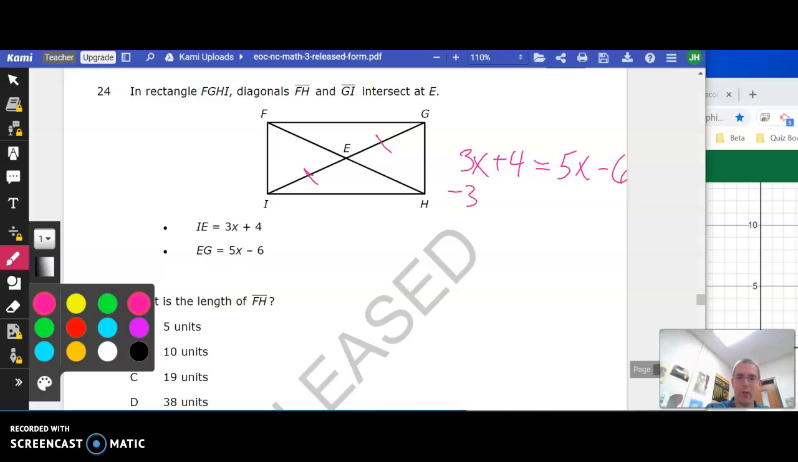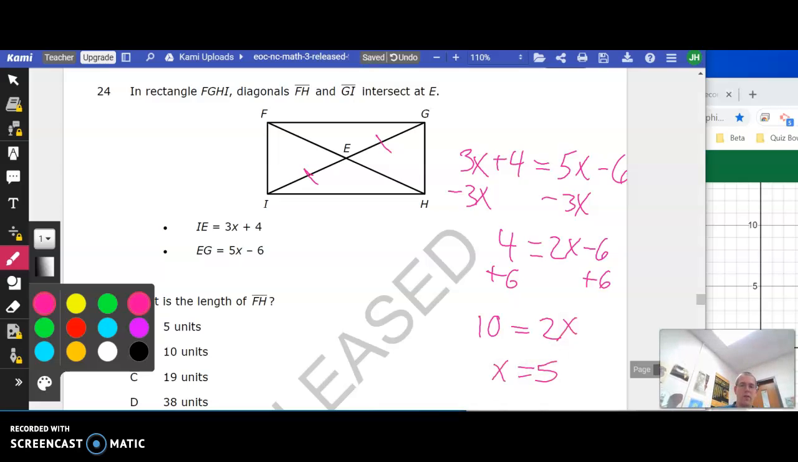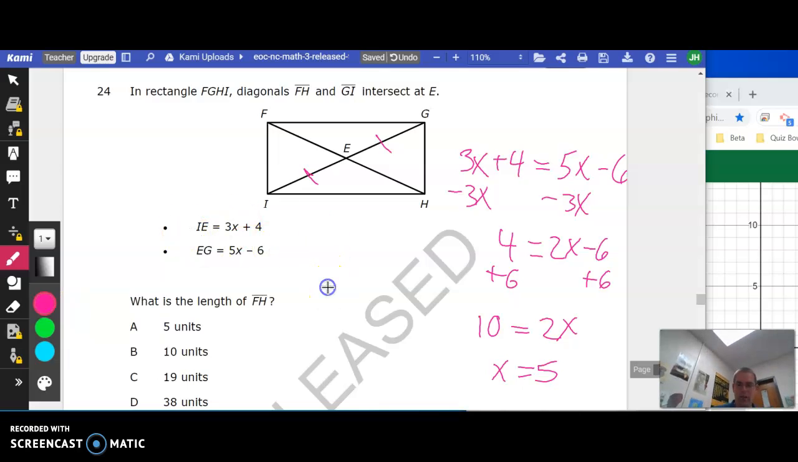So I can subtract 3x from both sides. And that will give me 4 is 2x minus 6. Add 6 to both sides. And 10 is 2x. And x equals 5. So that gives you the answer on this one. Let's go ahead. Actually, no. Careful. X is 5, but it wants to know HF. Okay, it wants to know this thing there.